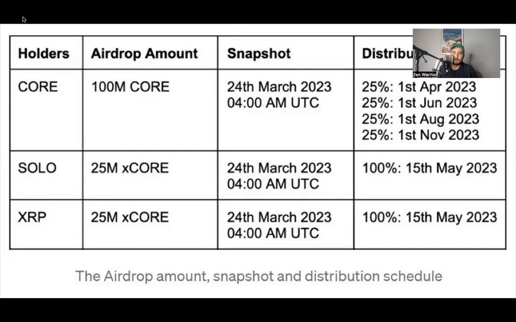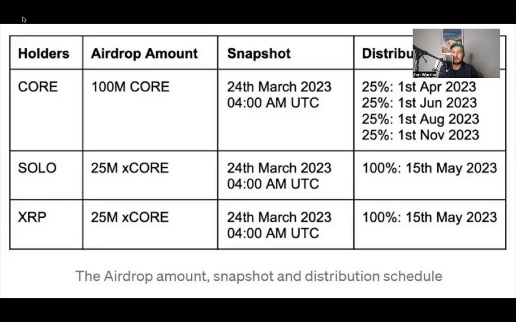For Solo holders, there's going to be 25 million xCORE allocated to you. You will need to set up an xCORE trust line. I have two videos basically giving you a full walkthrough on how to do that. So if you have Solo, whatever device you're holding Solo on, you need to have the xCORE trust line in order to qualify. The snapshot is happening on the 24th of March as well, and you'll receive 100% of the amount on the 15th of May, 2023.